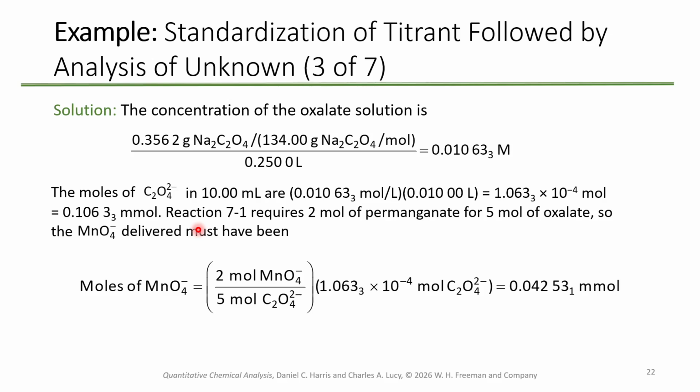So we're going to take that millimoles number and try to get that from oxalate into potassium permanganate, or rather, the permanganate ion. We're going to take that ratio from reaction 7.1, 2 moles of permanganate for 5 moles of the oxalate. We're going to get our moles number right there, and that's going to be 0.04253 millimoles. See, that's just a little bit different.